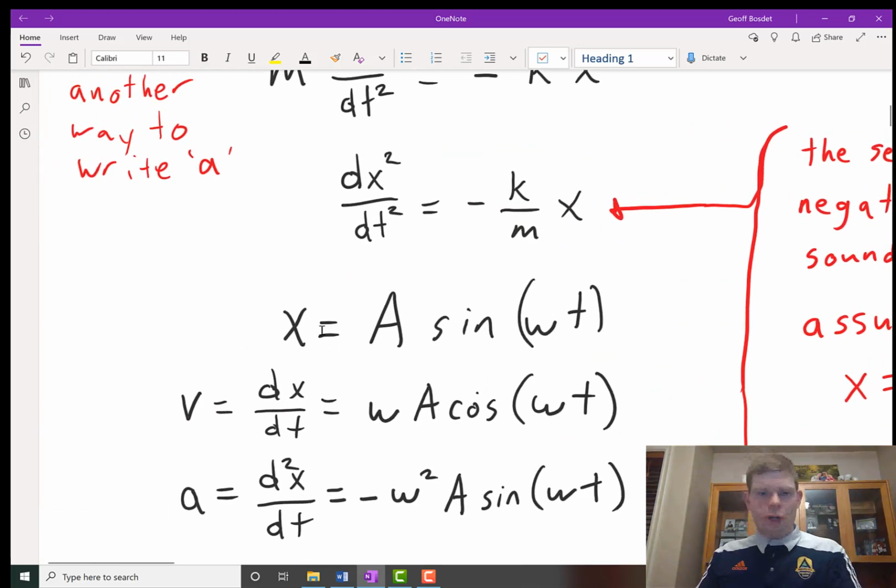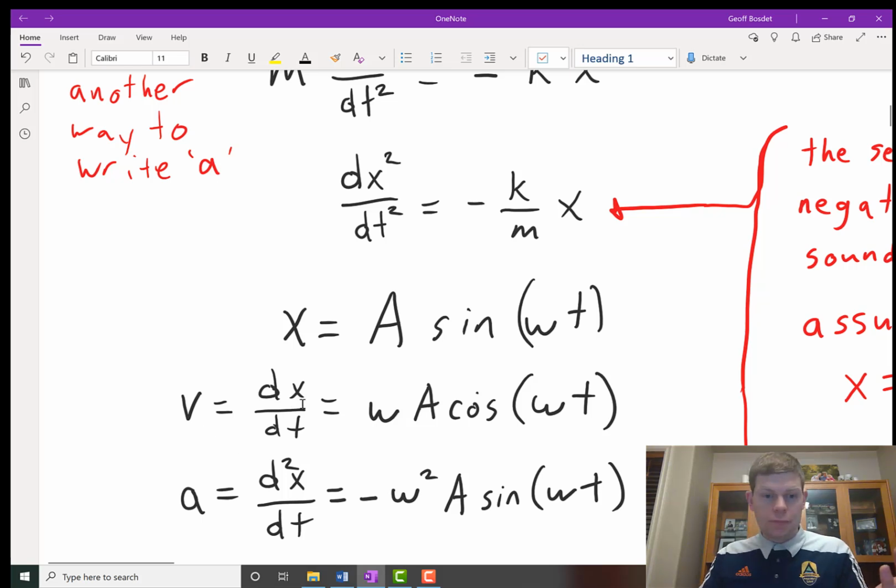All right, so working from that assumption, our x position, our distance from our equilibrium position, is our amplitude times sine of this angular velocity times t. We can take the derivative of that with respect to time to find velocity. Notice this angular velocity comes out because of the chain rule, and sine has become cosine. So now our velocity is this angular velocity times a cosine omega t.